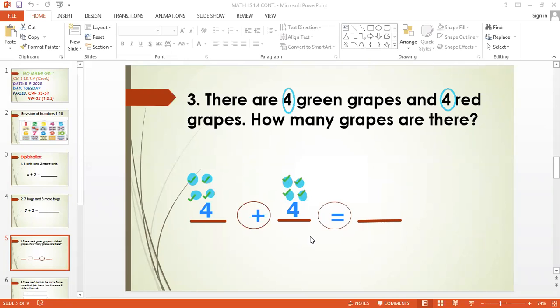So what will be the answer? 4 plus 4 equal to 8. Very good, everyone. The answer will be 8. So this is your answer. Very good, Laima, Zainab. Excellent. Your answers are correct. It's 8.